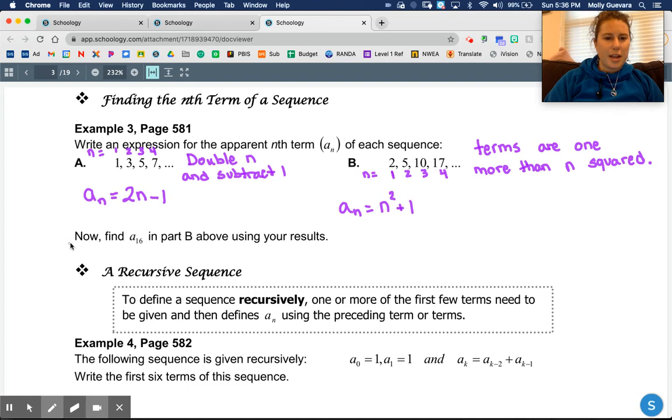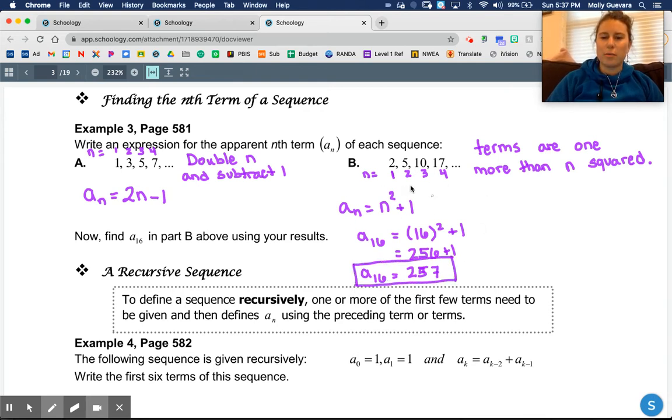Okay, and now this part says find a sub 16 in part B. So I want to know the 16th term. Well, I have the equation, so a sub 16 is going to be equal to 16 squared plus 1, which is 256 plus 1. So the 16th term in that sequence is 257.